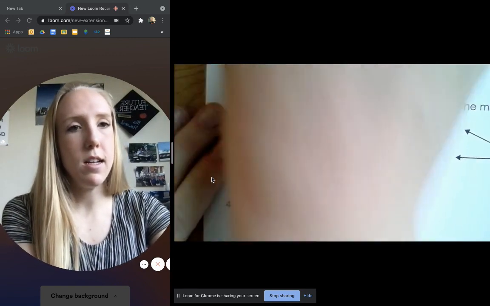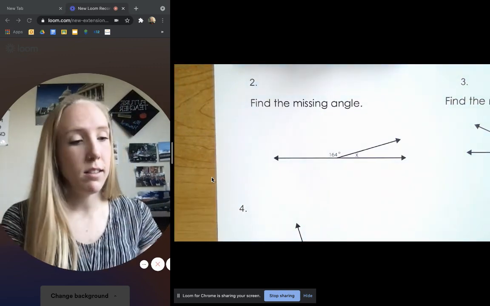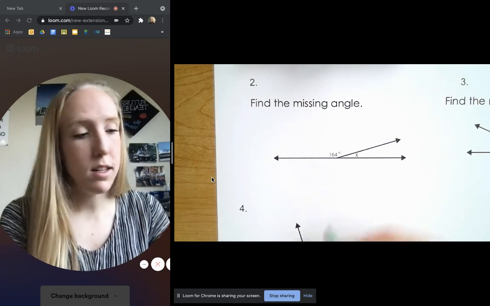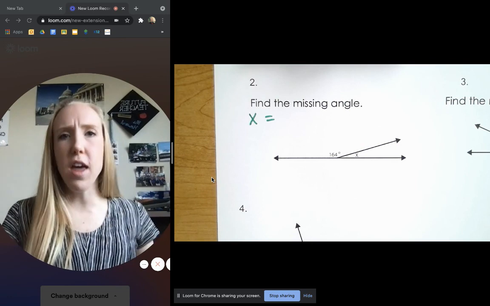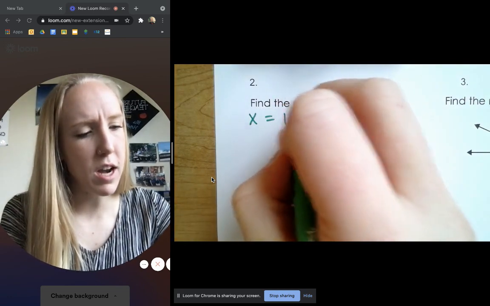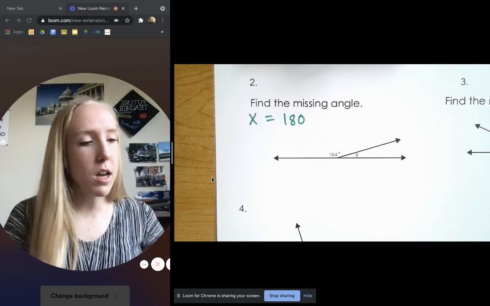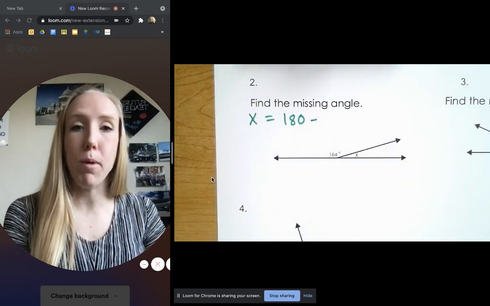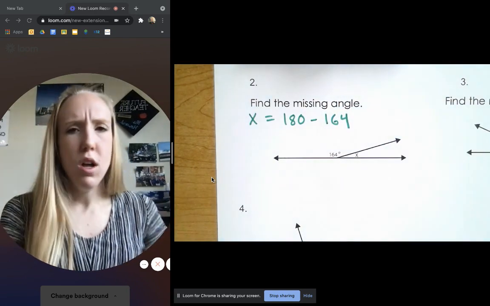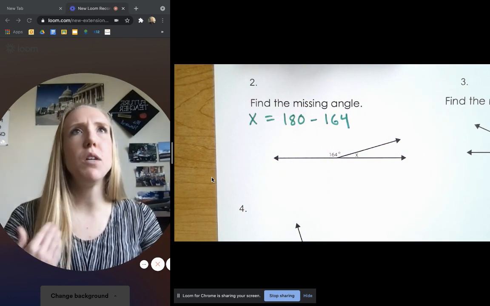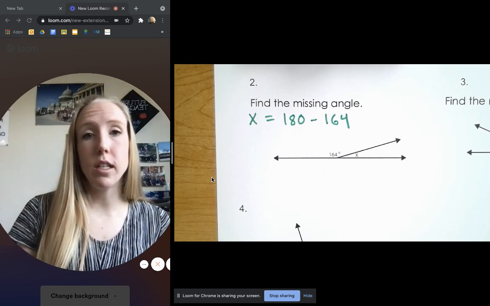All right, so we're going to do the same thing here. We know, because it's a straight line, it's 180 degrees, right? So I'm going to say, okay, what is x? Well, it has to equal the whole thing. The whole thing is 180 degrees. It has to equal that whole thing minus the part that we know. The part that we know is 164. So we're subtracting 164. So 180 minus 164.